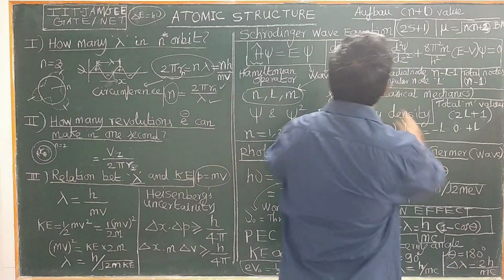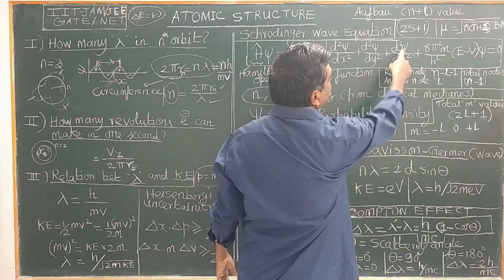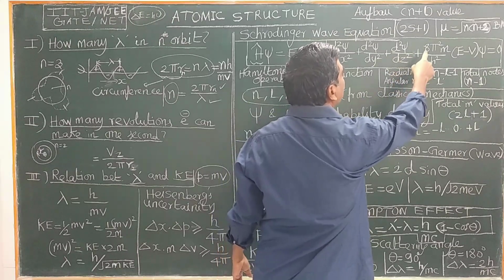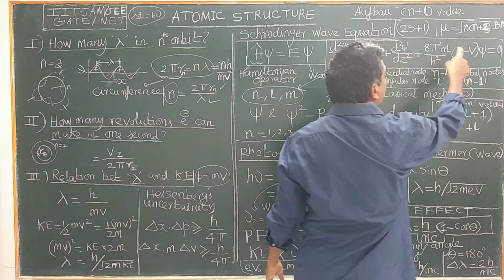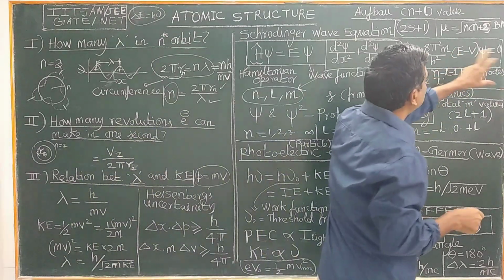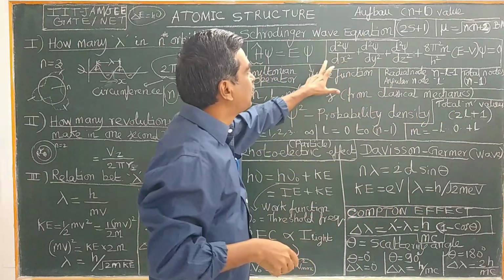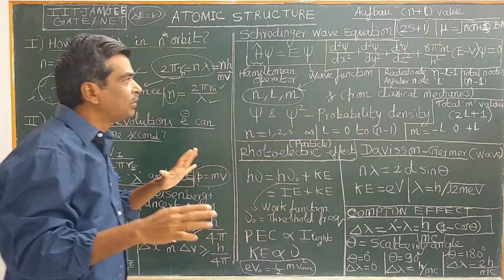If we substitute d square psi by dx square, d square psi by dy square, d square psi by dz square plus 8 pi square m by h square (E minus V) psi equal to 0, where E is the energy of the system and V is the potential energy of the system. This equation is called the Schrodinger wave equation. This is nothing but a second order differential equation.